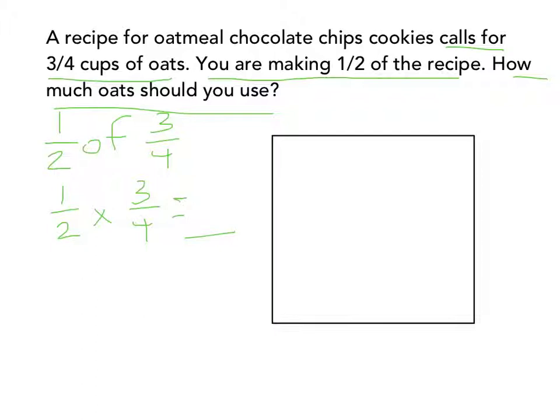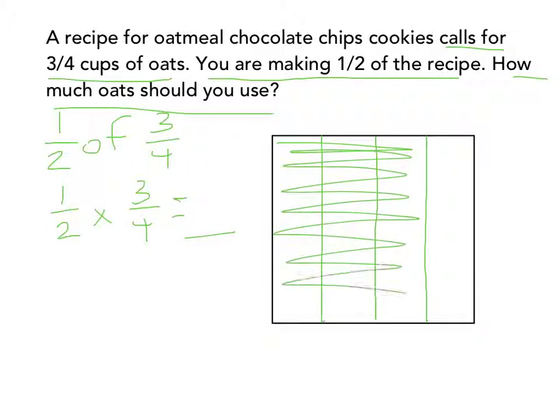So I can think of this square here as representing 1 full cup of oats. And I'm first going to show that I have 3/4 cup of oats. So I'm going to take that and divide it into 4 equal sections. And I have 3/4 of those. This is the original recipe.